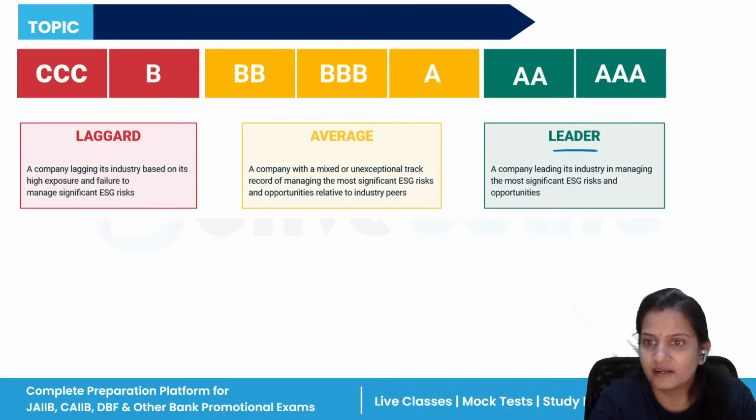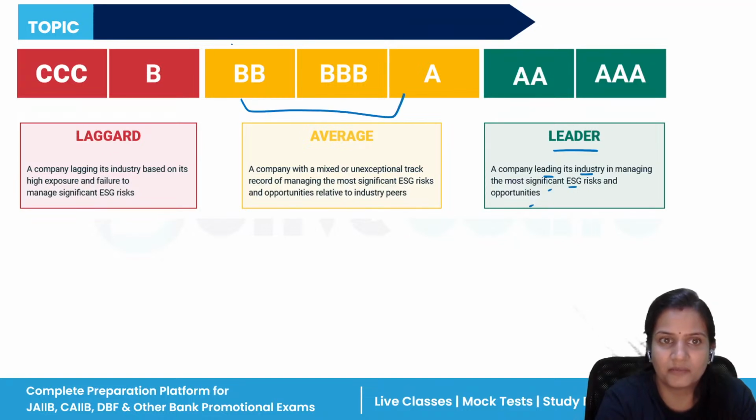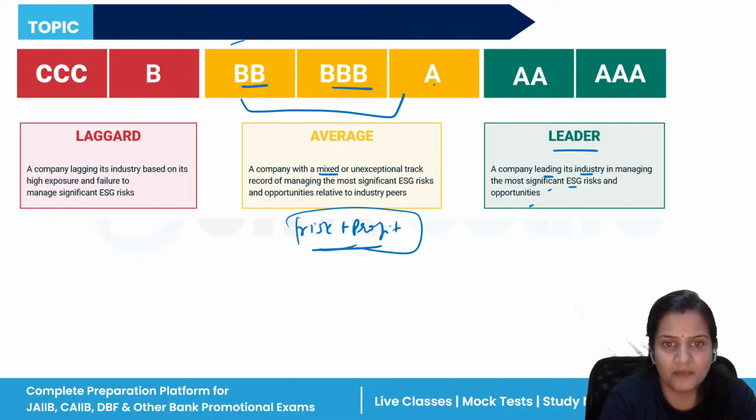So this A is a leader, a company leading its industry in managing the most significant ESG risks and opportunities. B is average. Okay, in the middle it is B, it is average. A, triple B, and double B: a company with a mix of both risk and opportunity, and a mixed track record of managing the most significant ESG risks and opportunities. And these are laggards: the triple C and a single B. The ones having more alphabets, triple A, double A, are termed as very good.